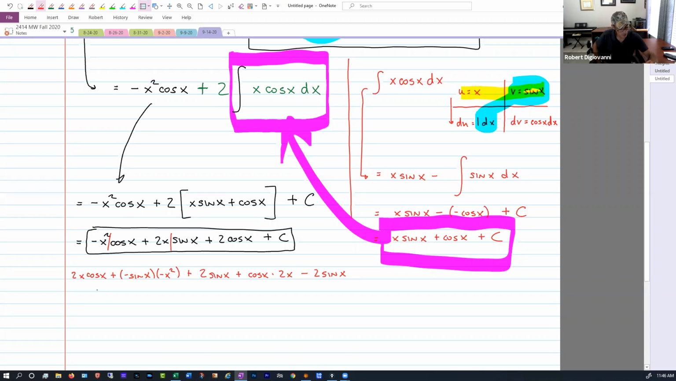Okay, there's my derivative. Now this is 2x cosine x plus x squared sine x plus 2 sine x plus 2x cosine x minus 2 sine x. And the 2 sine x's cancel and the 2x cosine x's cancel, and there it is.